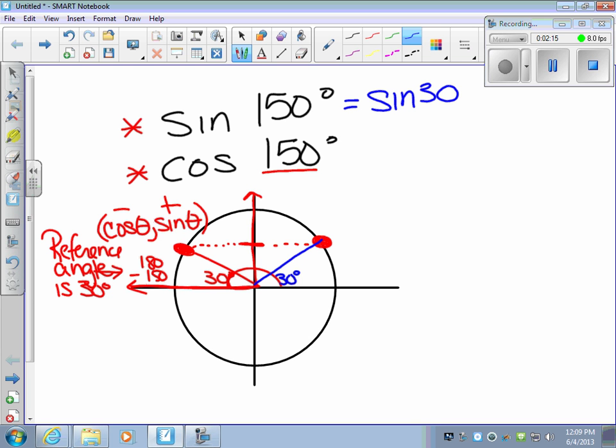Now let's talk about cosine. Is cosine positive or negative in the second quadrant? Good. It's negative. And so where else is cosine negative? Yeah, that's the x value. So if we follow that down, right here, I'm going to construct another 30-degree angle. And cosine is also negative there. But how many degrees is this angle now?